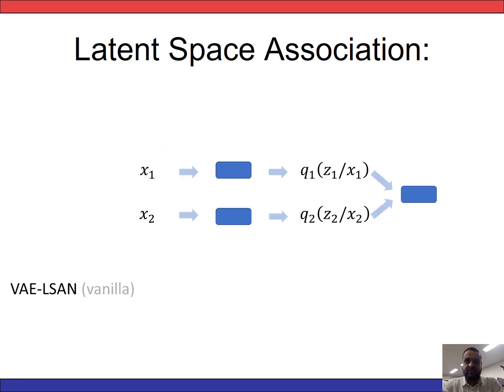This is the vanilla architecture that we developed for translating one domain to another domain. So x1 are the images from one domain, whereas x2 shows the images from the other domain. This architecture projects this input to its latent representation z1, and similarly this projects x2 images to its latent representation z2, and then there is an association network which combines these two distributions, and then we use the combined distribution and decode it back to the cross domain images.